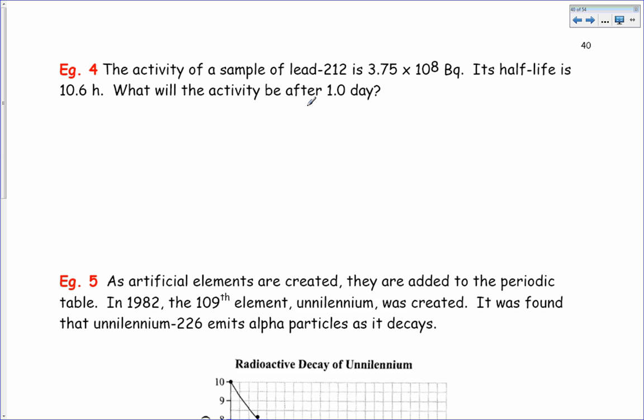So the activity of a sample of lead-212 is 3.75 times 10 to the 8 becquerels. Okay, so that's your N0. Its half-life is 10.6 hours, so that's the half-life. And we want to know what the activity will be, so that's N, that's what we're looking for, after 1 day. Now here, it doesn't matter what units, but these need to be consistent. So we need to write that time in hours, and so 1 day is 24 hours.